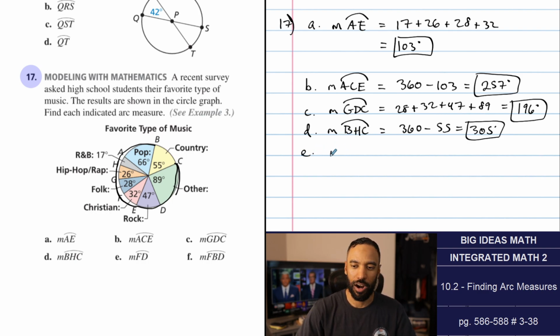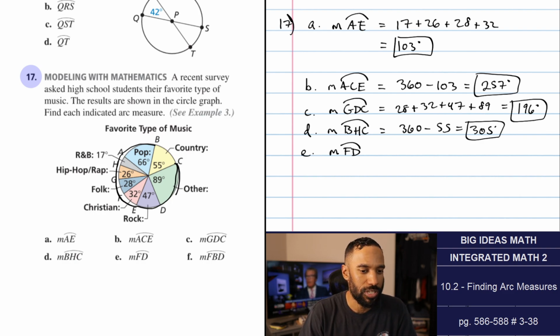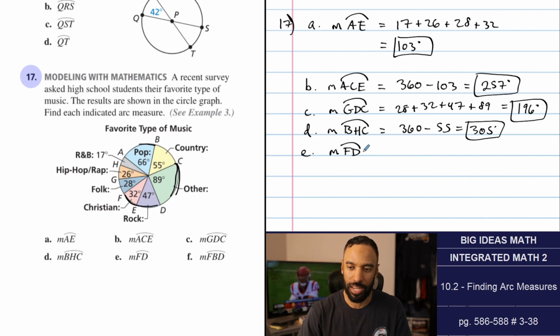Part E, measure of arc FD, that is a minor arc. From F to D, and it also hits that E, so we're going to do 32 plus 47. 32 plus 47, we get 79 degrees from that.